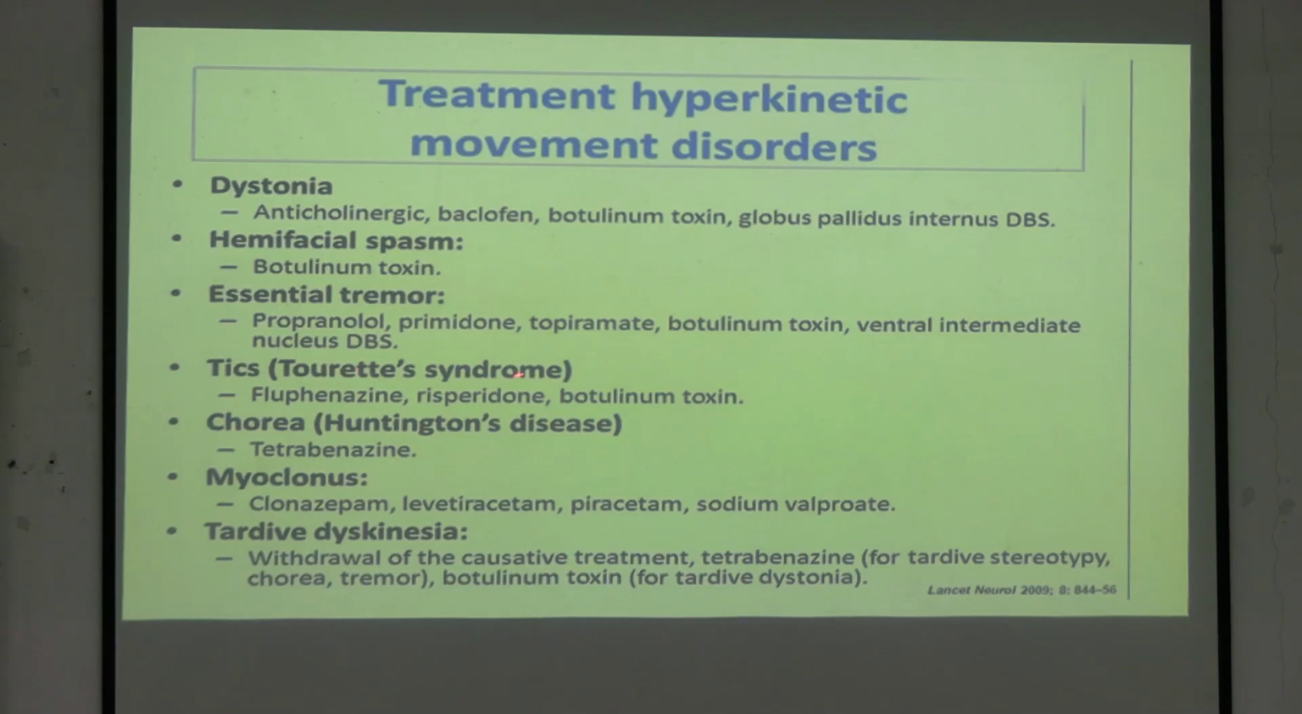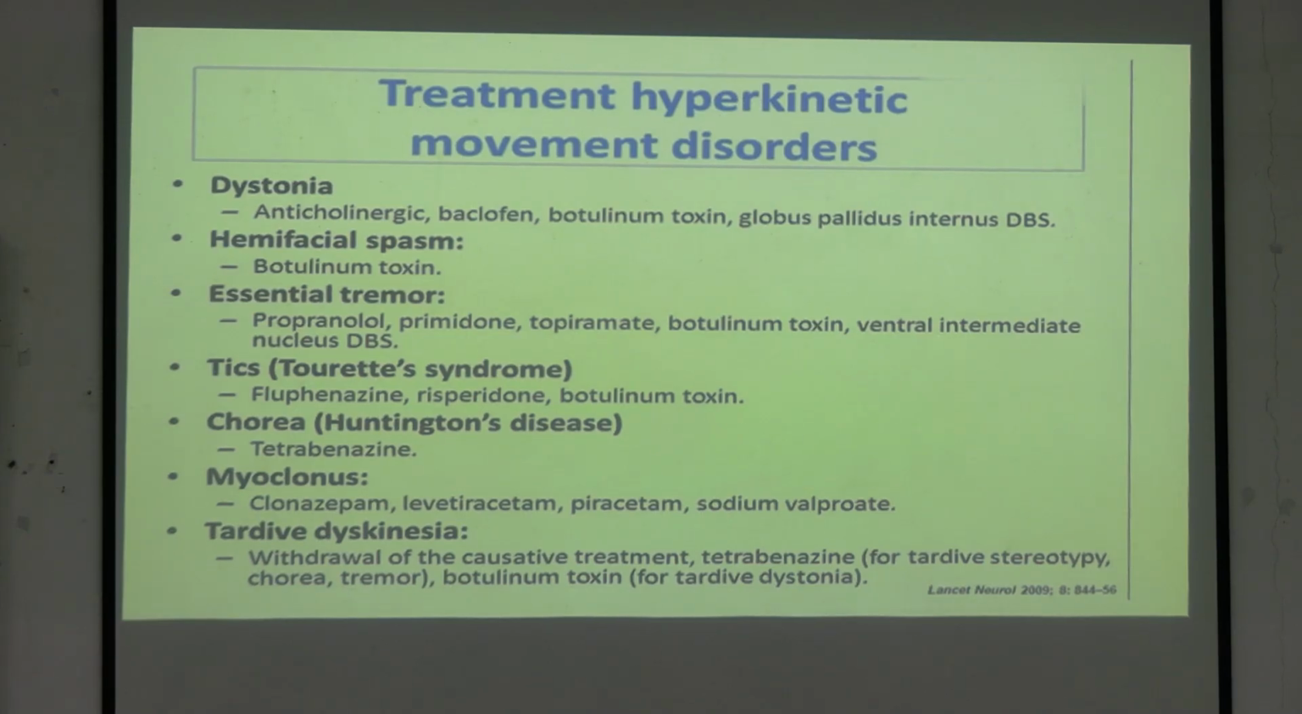Tics, Tourette syndrome: fluphenazine, botulinum toxin and risperidone can be used. Chorea, Huntington's chorea: tetrabenazine sometimes gives some relief, actually there is no treatment available for Huntington's chorea. Myoclonus, I have told you, clonazepam, levodopa-carbidopa, these are the treatment. Tardive dyskinesia is usually caused by drugs, so withdrawal of the offending agent is important, but it can respond to tetrabenazine, botulinum toxin. Sometimes it is also responsive to benzodiazepines.